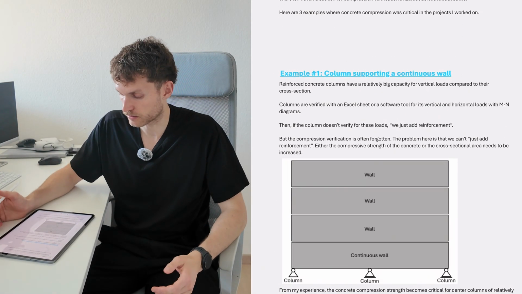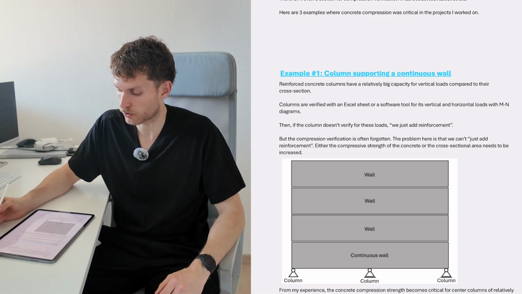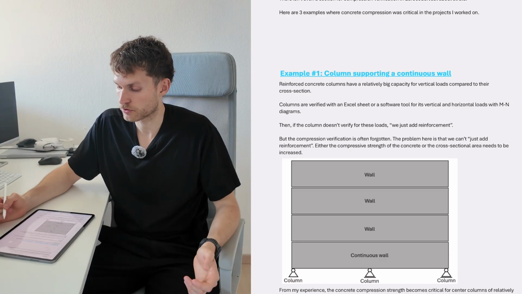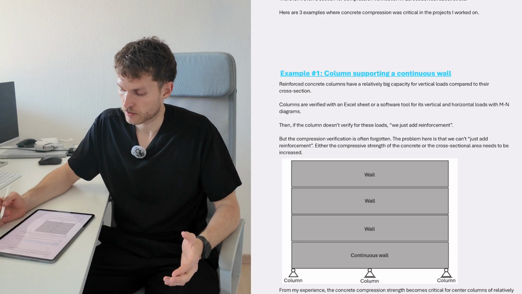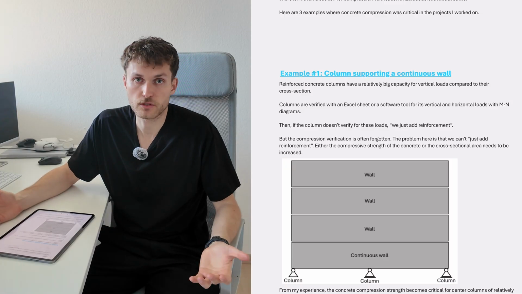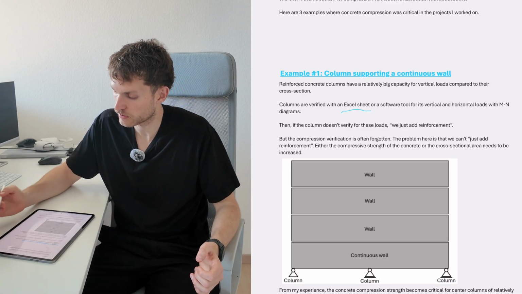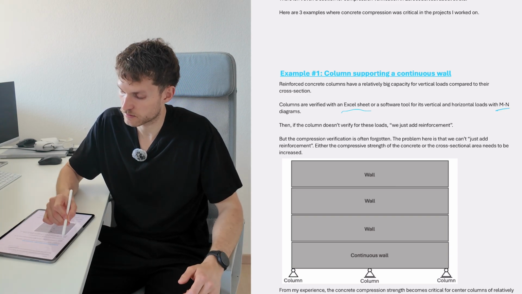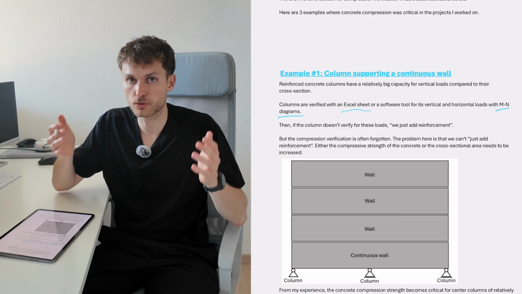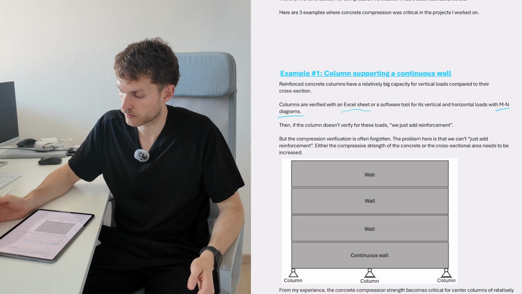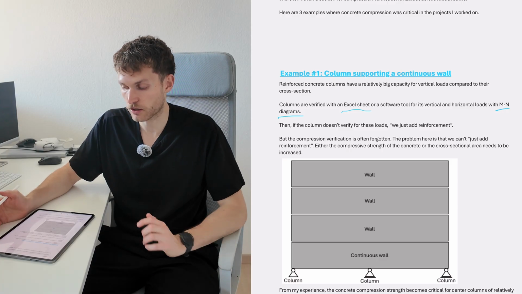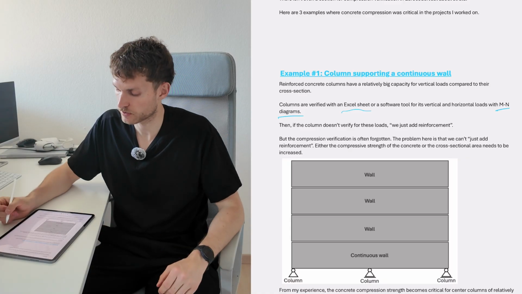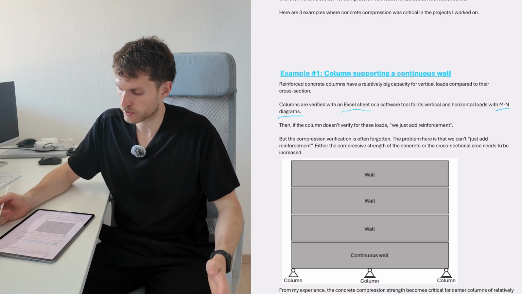So, example 1. Column supporting a continuous wall. Reinforced concrete columns have a relatively big capacity for vertical loads compared to their cross-section. And usually we verify columns with software or with an Excel sheet for their vertical and horizontal loads with an MN diagram. So the software tools or the Excel tools are usually based on MN diagrams. Then if the column doesn't verify for these loads, we just add reinforcement. But we often forget the compression verification.